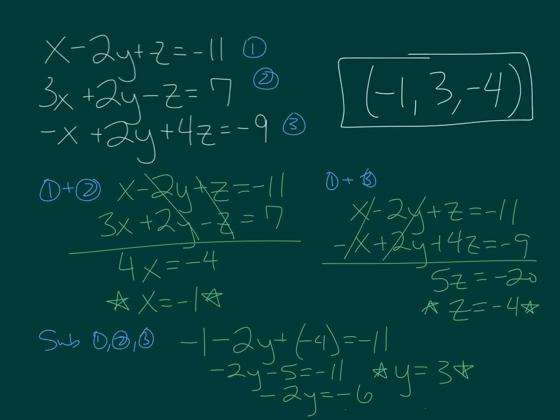So the key here is to look for easy eliminations first. If you notice that this is sitting here, and that this is sitting here, and that this is sitting here, you know that your system will eliminate very quickly, which will lead you to finding your answer in only one slide rather than two. So always look for these easy eliminations first before you start multiplying your systems.